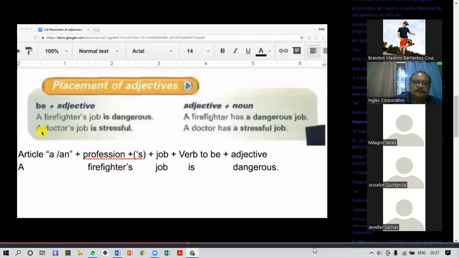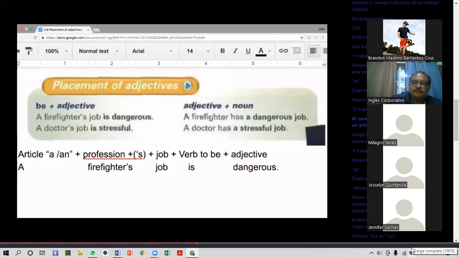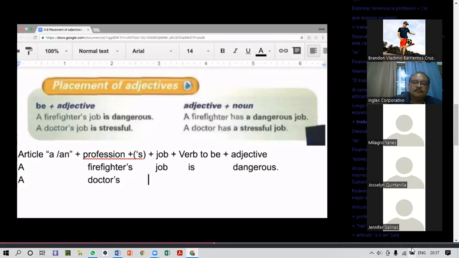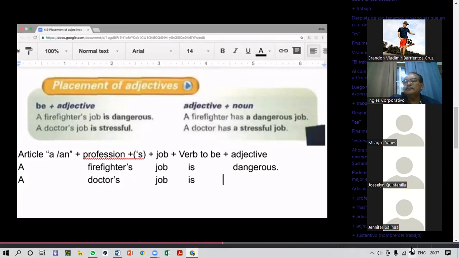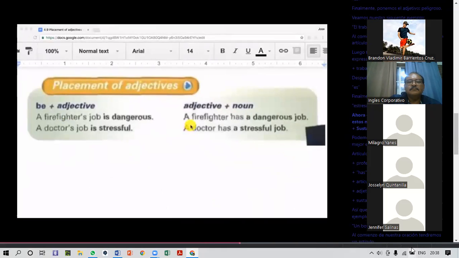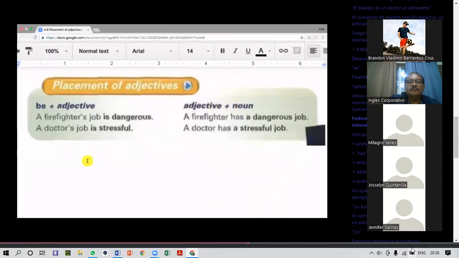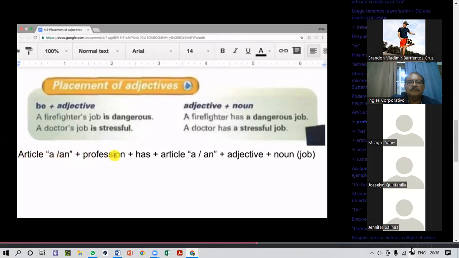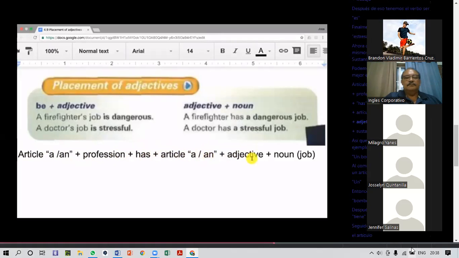Let's look at our next example. A doctor's job is stressful. At the beginning of our sentence, we have an article, in this case a. Then we have profession plus apostrophe s, which expresses possessive, plus job. After that, we have the verb to be, is. Finally, we have the adjective, stressful. Now we want to express these same examples using adjective plus noun. We can follow this formula to better understand this topic. Article, a or an, plus profession, plus has, plus article, a or an, plus adjective, plus noun.